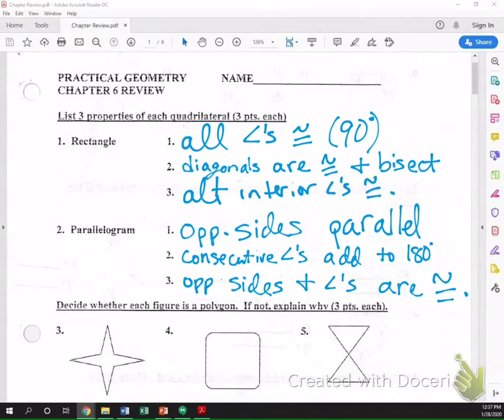Okay, so these are not the only 3 properties of a rectangle or the only 3 properties of a parallelogram, but these at least get you going. I would be prepared to maybe list some properties of other quadrilaterals as well. So maybe over here put some of a rhombus and some of a square, just because you don't know what I'm going to ask for tomorrow. Okay? And you can use this whole review packet tomorrow.